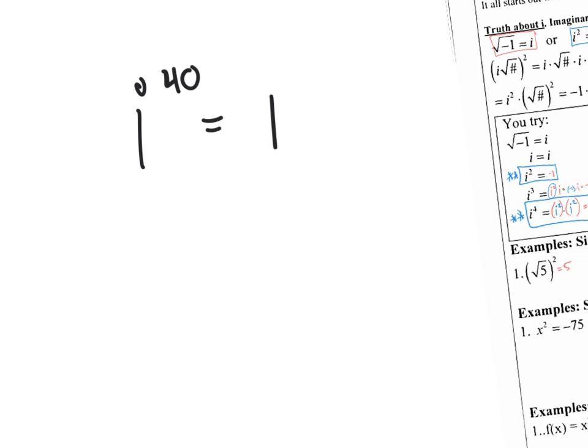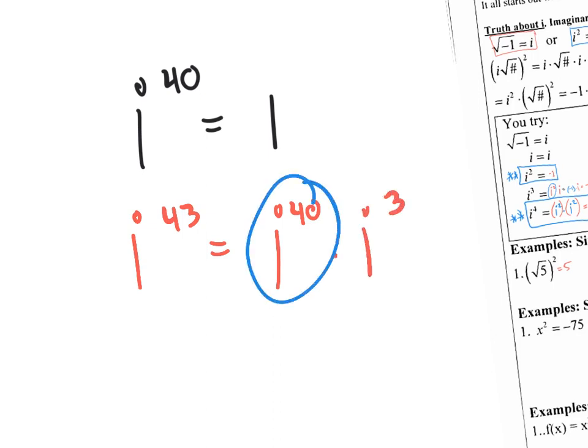So if I told you what's i to the 43rd power, well, go ahead and rewrite it as i to the 40th, which is going to be 1, times i to how many more? 3. So all you really need to do is figure out what's i to the 3rd. And that's going to be negative i. Why is that? Because i squared is negative 1 plus 1 more i. So that's negative 1 times i, that's going to be a negative i. So I hope we understand that.